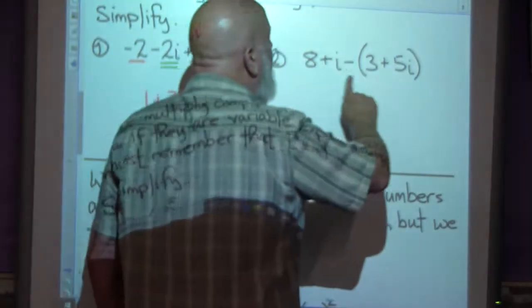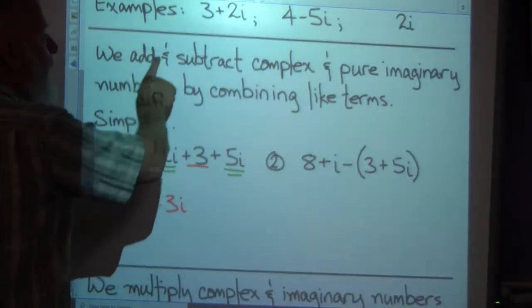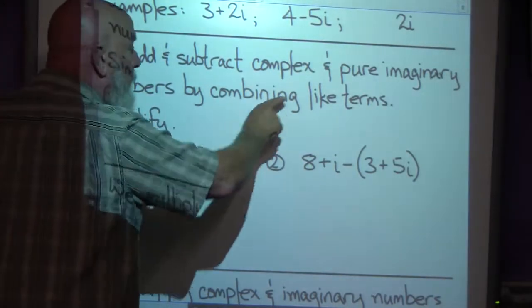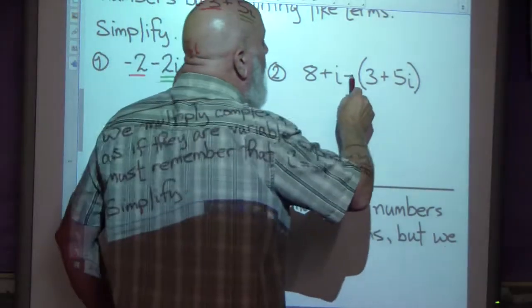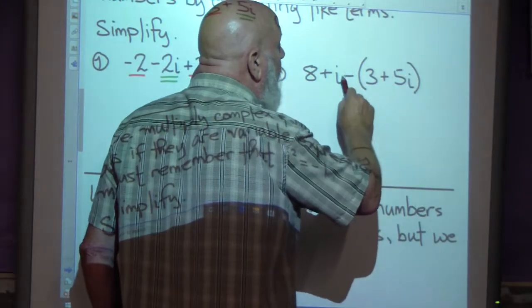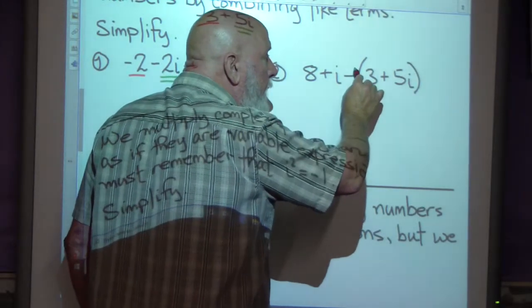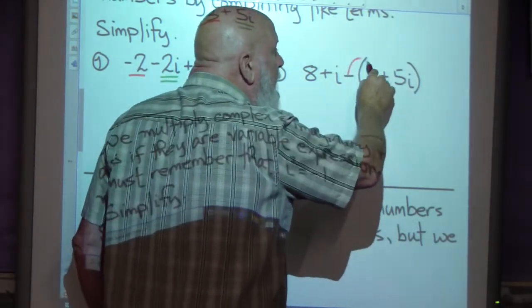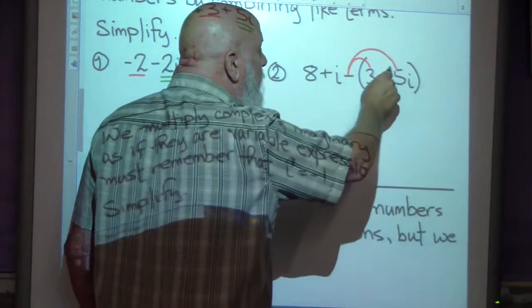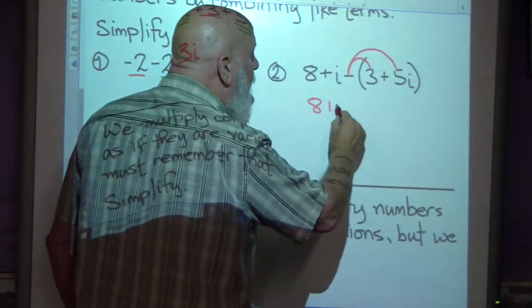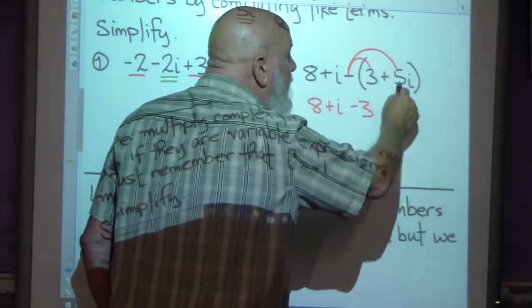Here we've got one that I want to simplify. Again, all I'm doing is adding and subtracting. And when we add and subtract complex and pure imaginary numbers, we just combine like terms, just like it was an algebra 1 or a pre-algebra problem. If I were going to combine these like terms, the first thing I would want to recognize is that this minus sign outside this set of parentheses, there's an implied negative 1 right here that I'm going to distribute. I'm going to take this negative 1 and distribute it throughout that quantity. In other words, it's going to change the sign of both of those terms. So I'm going to wind up with 8 plus i minus 3, negative 1 times 3 is negative 3, minus 5i.